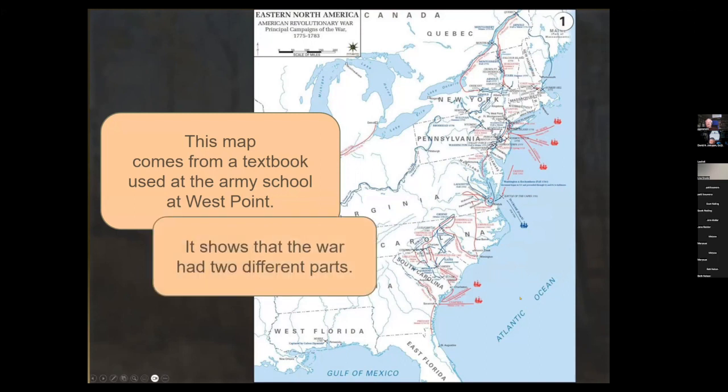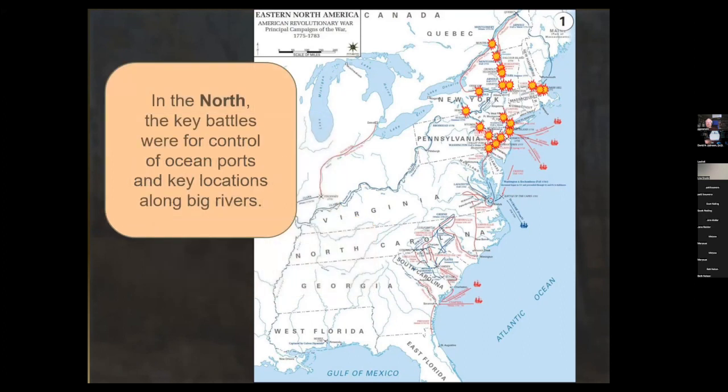What the map very clearly shows is that the Revolutionary War had two very different parts to it. In the North, what we talked about before the break, the key battles were for control of the ocean ports, Boston and New York, and to a lesser extent, Providence, and the key locations along big rivers, along Lake Champlain, along the Hudson River, along the Mohawk River, along the Shenandoah River, and so on. And so you can see the battles are all kind of lined up.